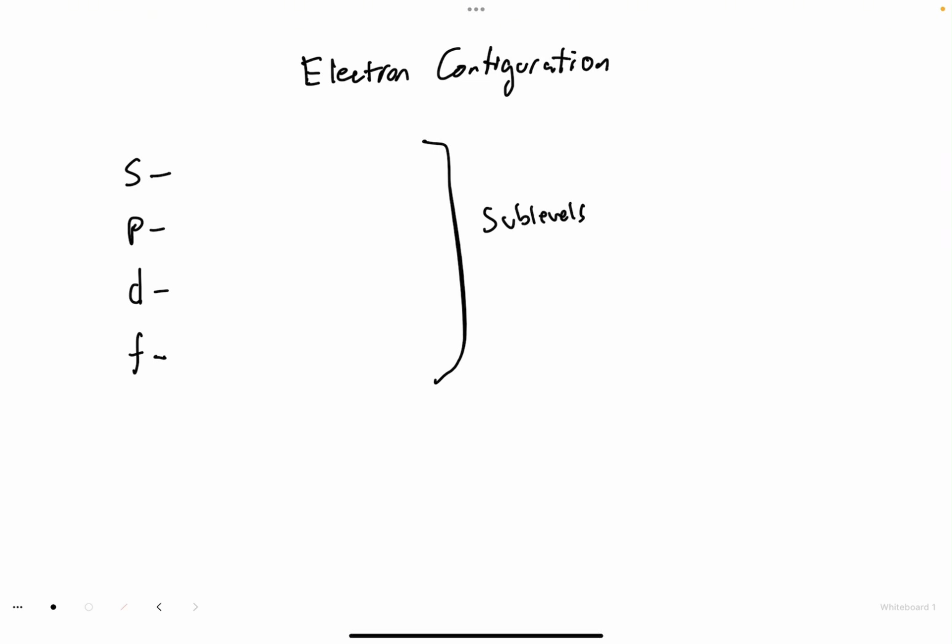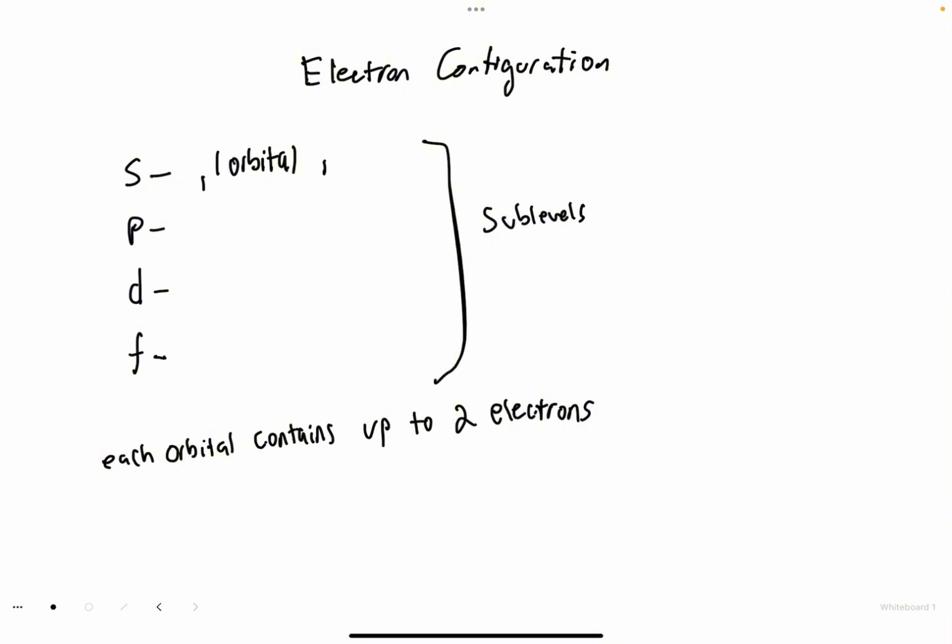And in these sublevels, you have a bunch of orbitals. In the S sublevel, you only have one orbital. Let's just note that each orbital contains up to 2 electrons. So if you're going to contain up to 2 electrons, that means the S sublevel has 2 electrons.